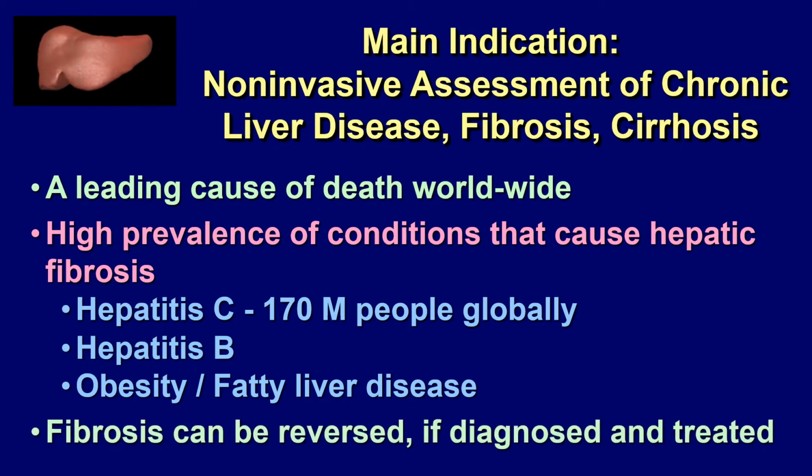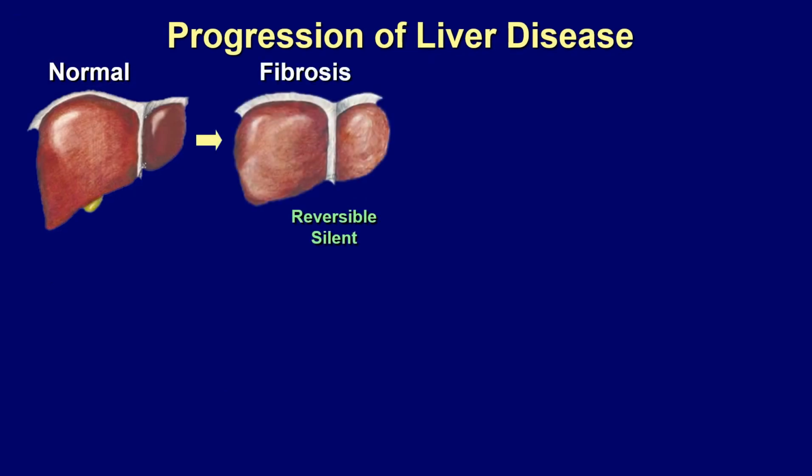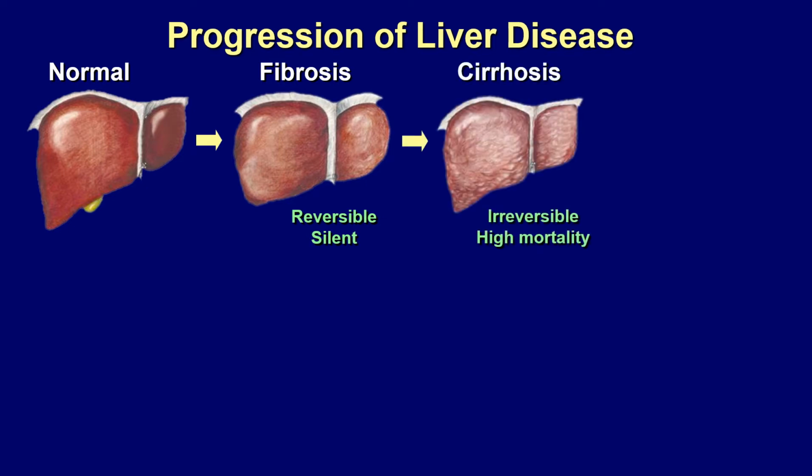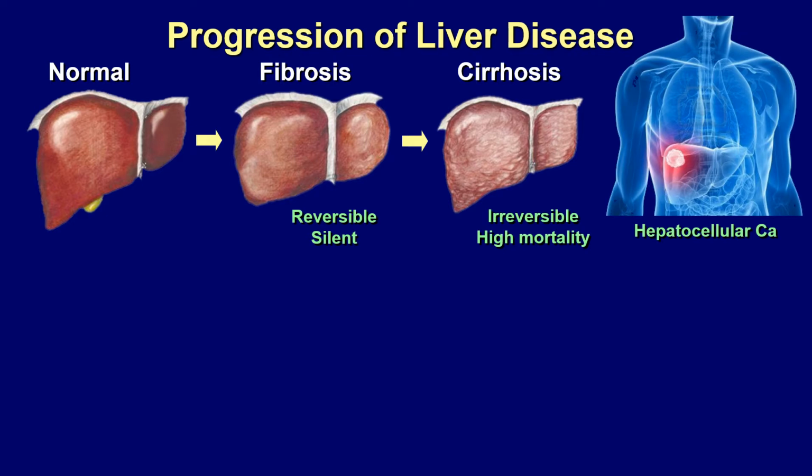The important point is that if liver fibrosis can be diagnosed before it progresses to end-stage liver disease, it can often be halted and in some cases even reversed. So the challenge is to detect liver fibrosis while it is still reversible. At this stage, it's typically clinically silent and there is no anatomic change, so it's difficult to detect with standard imaging technologies. We want to make this diagnosis before it progresses to irreversible high mortality cirrhosis, which is also a pre-malignant condition leading to hepatocellular carcinoma.